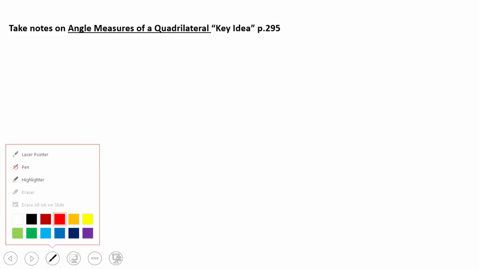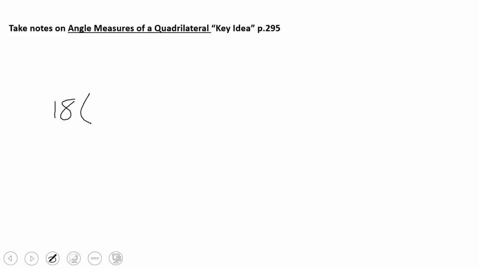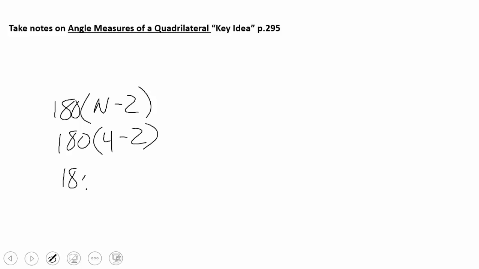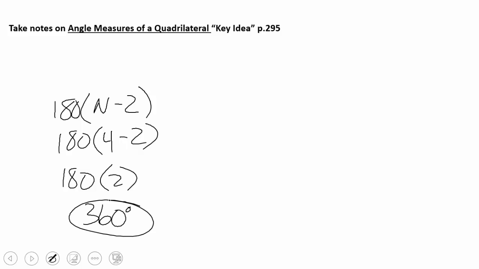Pretty straightforward stuff. So ladies and gentlemen, let's do a quick reminder of the formula that I showed you in our triangle video notes, where we took the number 180 and multiplied it by the number of sides minus 2. And so in this case, we have a quadrilateral which has 4 sides. And if we subtract 2, we get 180 times 2, which is 360 degrees. And that is the proof that a quadrilateral has 360 degrees worth of angles.